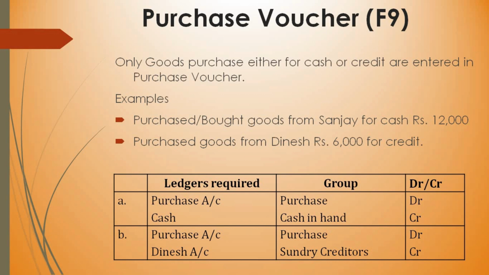Purchase goods from Dinesh: one account is purchase, the other account is Dinesh account. Purchase will come on the debit side and Dinesh on the credit side. In the second statement, purchase goods from Dinesh, rupees 16,000 for credit, the words for credit are given here, and even if they are not given, it is understood that it is on credit basis. Only if the statement says for cash does cash have to be taken into consideration. If cash is not mentioned, it is understood to be on credit basis.